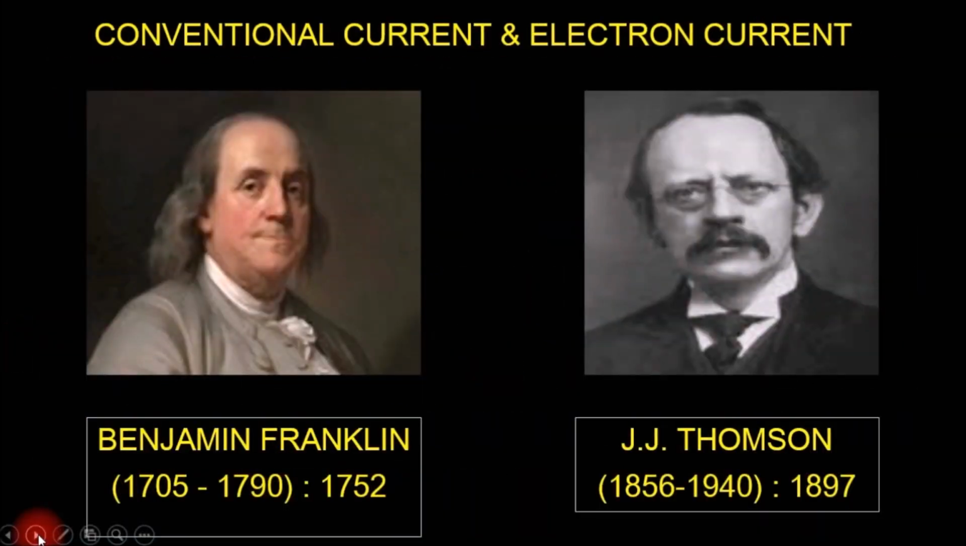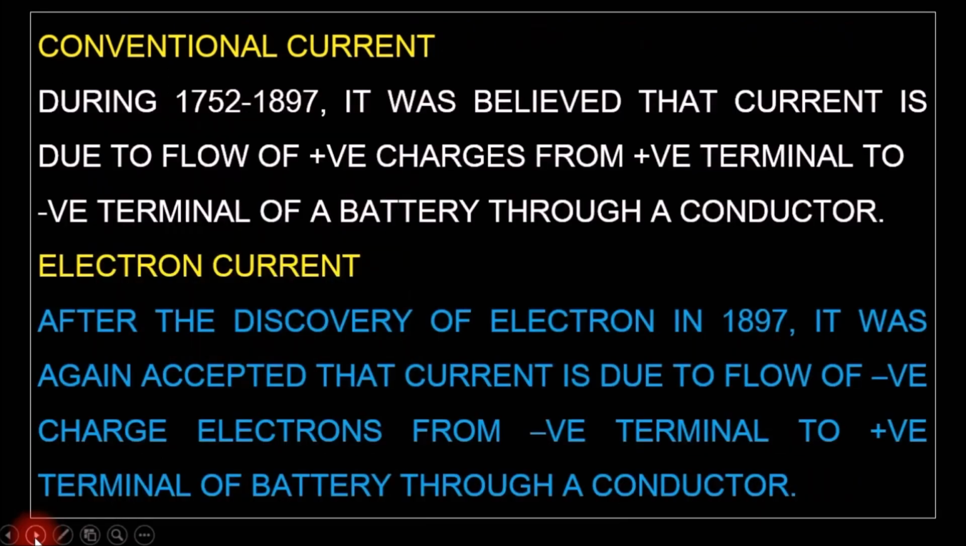The concept of conventional current was given by Benjamin Franklin. Later, the concept of electron current was given by J.J. Thomson. What is the difference between conventional current and electron current? During 1752 up to 1897 AD, it was believed that electric current is due to the flow of positive charges from positive terminal to negative terminal of a battery through a conductor.